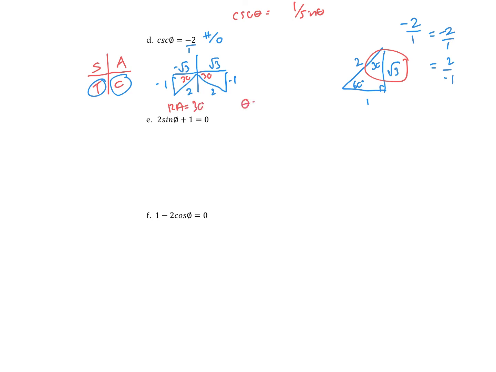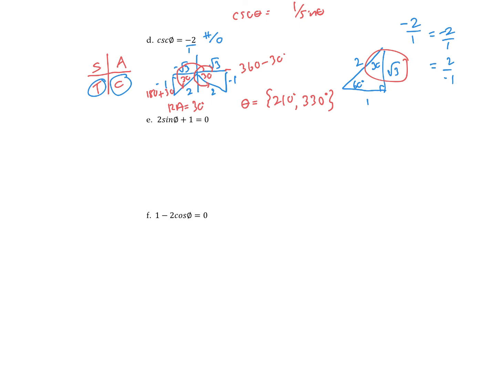And so my solution is in quadrant 3, I'm past 180, so we're going to add the related angle to 180, so that's 210. And then if I go all the way around to quadrant 4, I'm not quite at 360, so in quadrant 4 you're going to do 360 minus the related angle, which is 330.